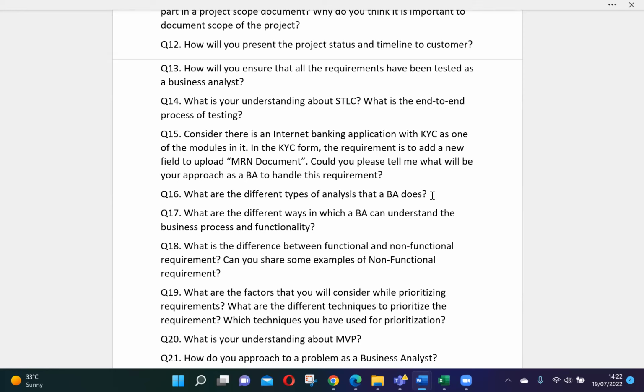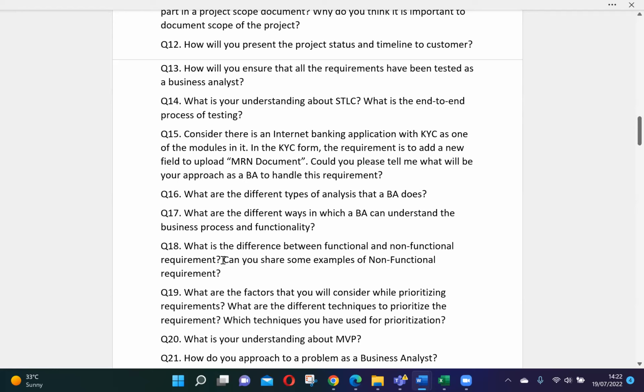What are the different ways in which a BA can understand the business process and functionality? I'm asking questions from the project stakeholders, doing document analysis, then exploring the system if there's a system in place, doing a kind of exploratory testing to know how the system works. Yes, the answer is correct. These are the different ways.